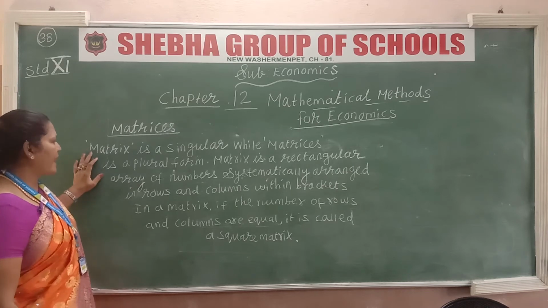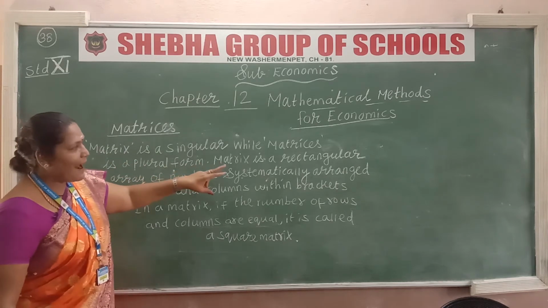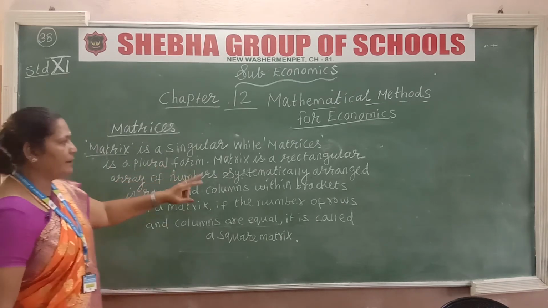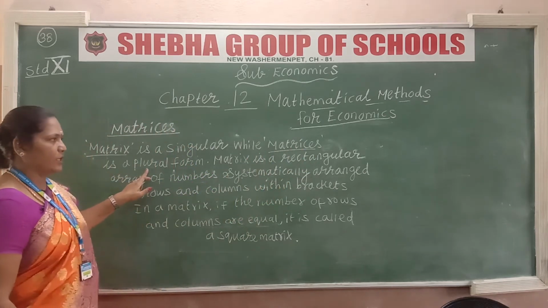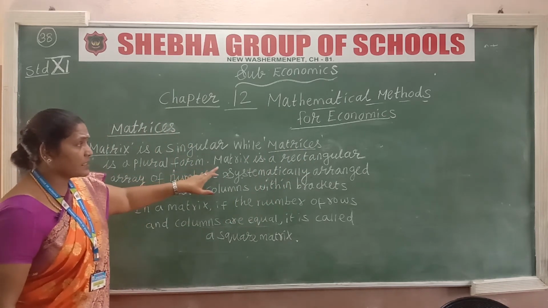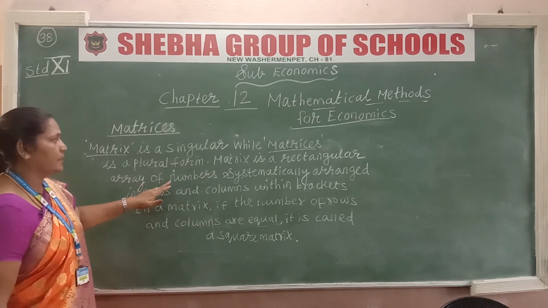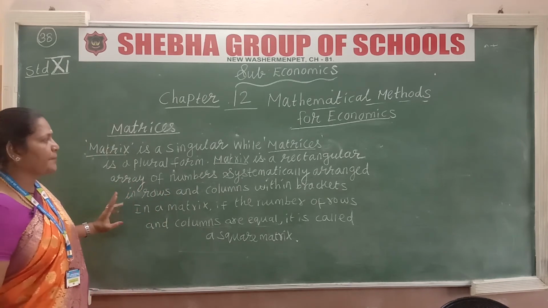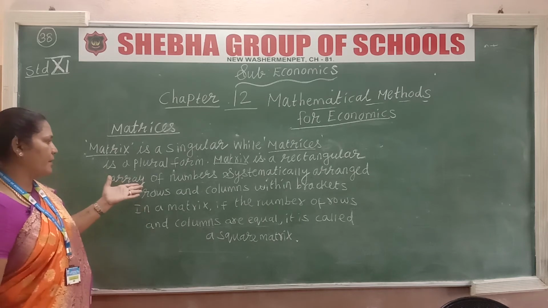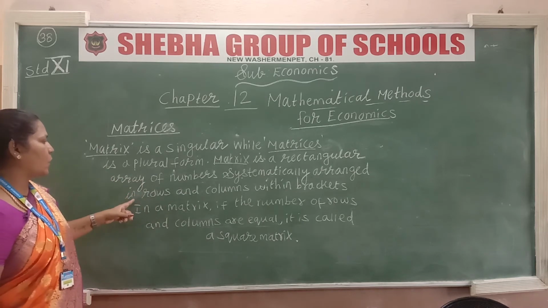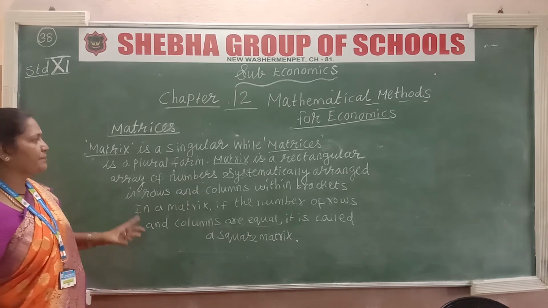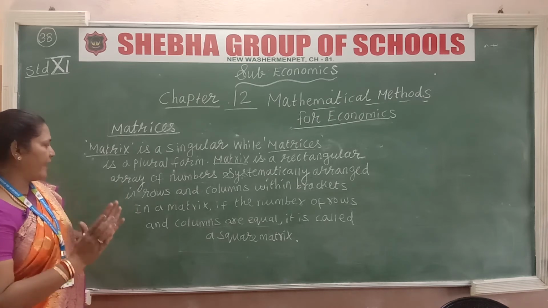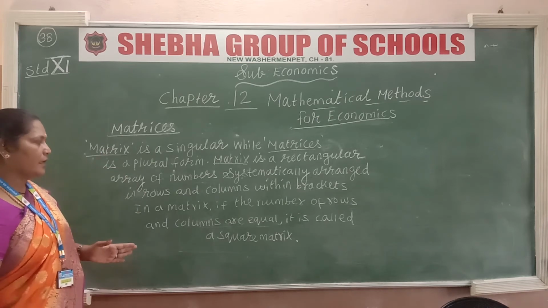Okay, so what is a matrix? Matrix is singular, while matrices is the plural form. This matrix is a rectangular array of numbers. Notice this: a matrix is a rectangular array of numbers systematically arranged in rows and columns within brackets. Is it clear? So this matrix is a rectangular array of numbers systematically arranged in rows and columns within brackets.